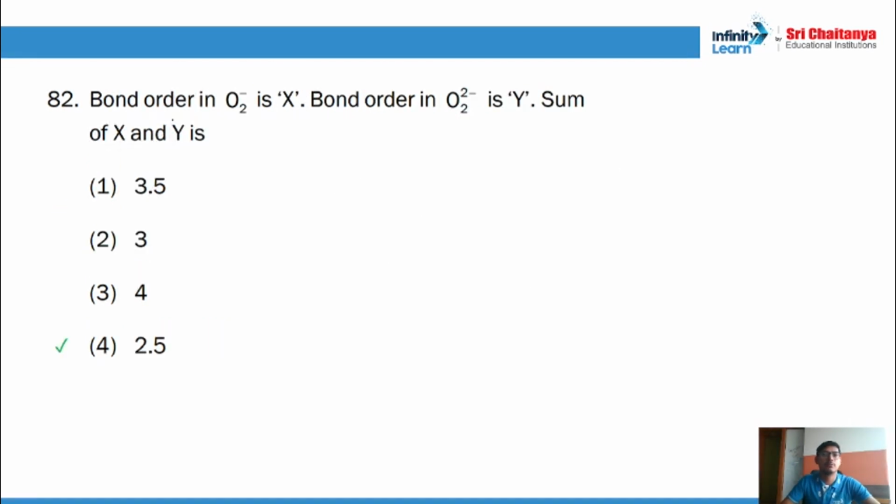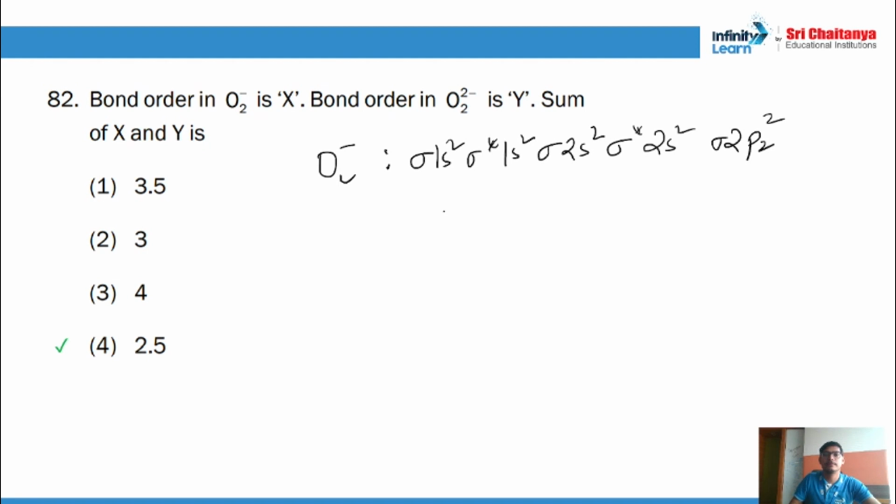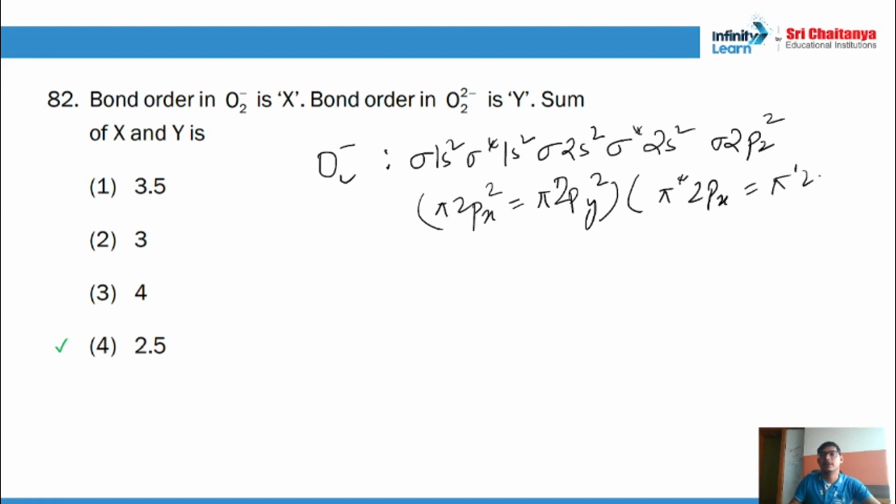Next question: bond order in O2 minus is X. You can find the bond order by writing the molecular configuration. So for example, for O2 minus it is sigma 1s2, sigma star 1s2, sigma 2s2, sigma star 2s2, sigma 2pz2, then pi 2px2 and pi 2py2, and then we have the pi star orbitals, pi star 2px, pi star 2py.